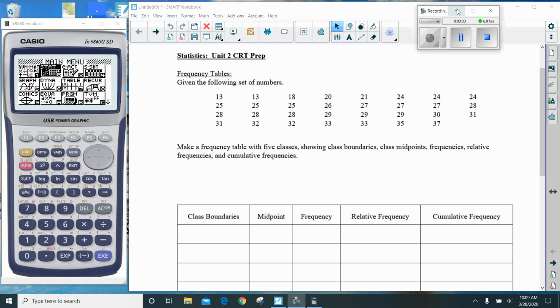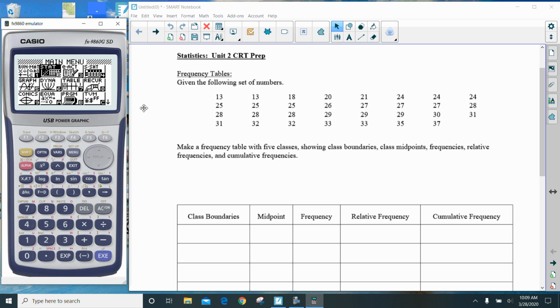Okay, welcome boys and girls. This is going to be our lesson of Unit 2. We're preparing for the CRT. What this video has to specifically deal with is the frequency tables that we're going to experience on the test.